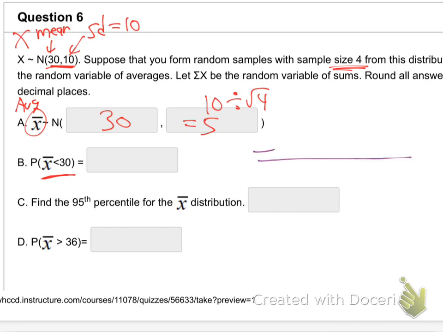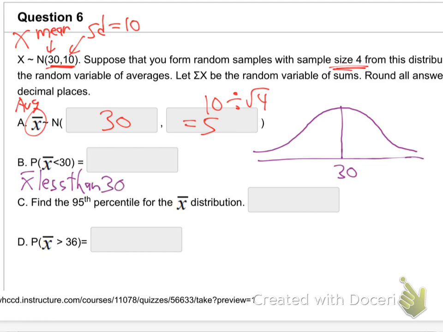So let's draw ourselves a normal curve yet again. Let's put the middle on there. The middle is 30. And they're saying, what's the probability, right? Because that's the middle, that's the average. What's the probability x bar is less? That direction means less than. We good there? It's saying x bar less than 30. So where am I going to shade?